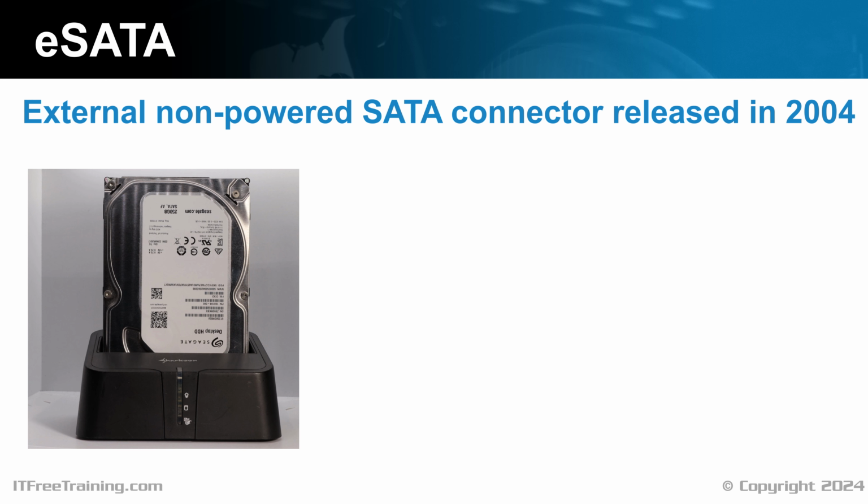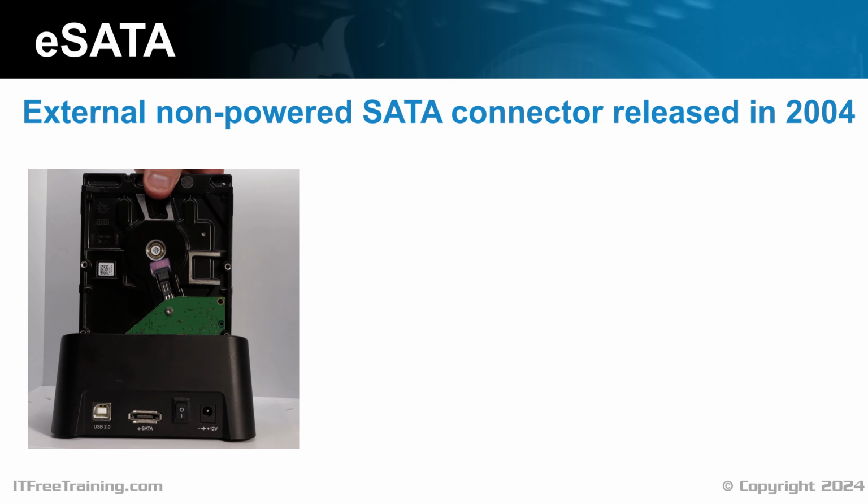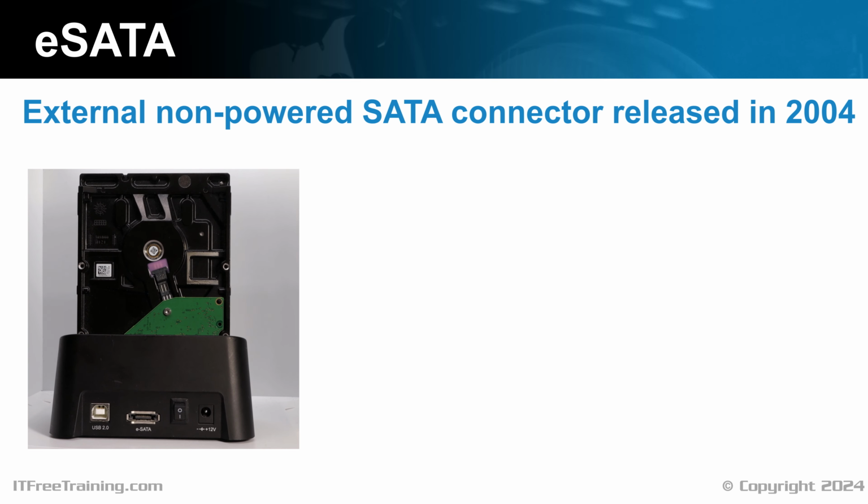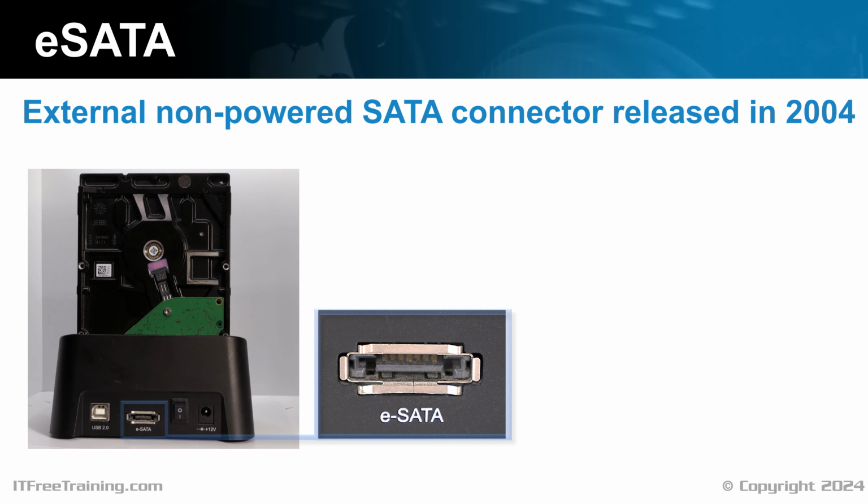In this example, I have an external hard disk enclosure with a hard disk in it. You'll notice on the back of the enclosure the connectors that it has available. In this particular case, it has an eSATA connector, which is the one that we're interested in. An eSATA cable is not the same as a SATA cable.